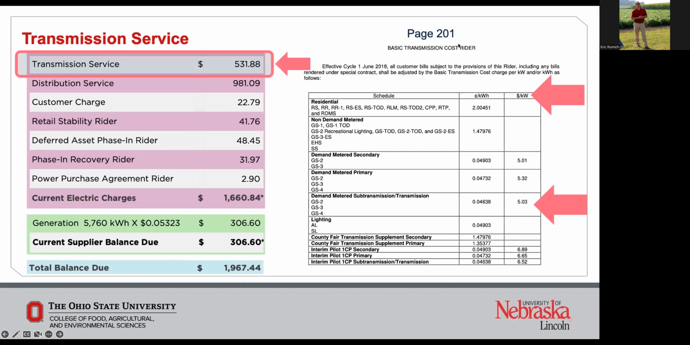So even once you get those rate sheets, you really have to do some reading and some connecting of the dots to determine which charges within there will impact your bill. This customer was on a general service secondary rate, so this GS2. You can see they're charged $5.03 per kW for transmission demand.